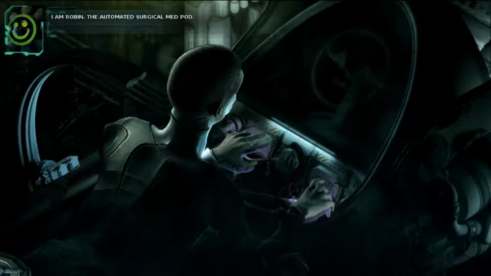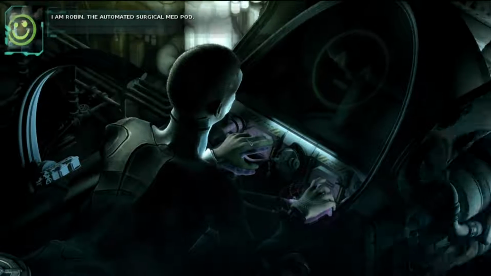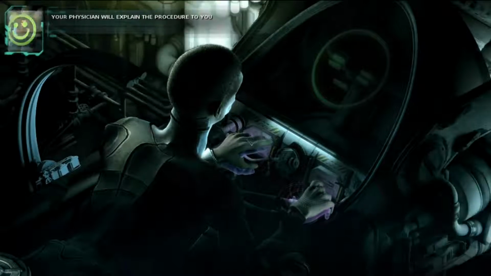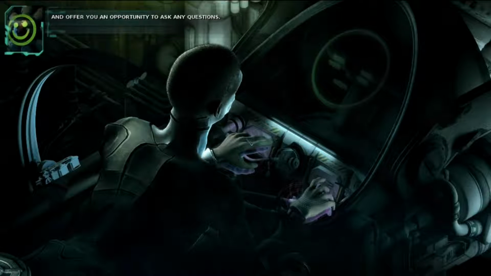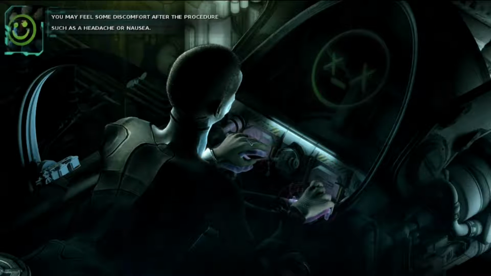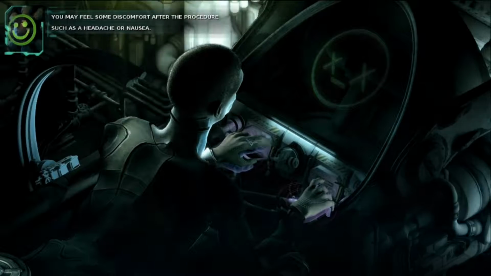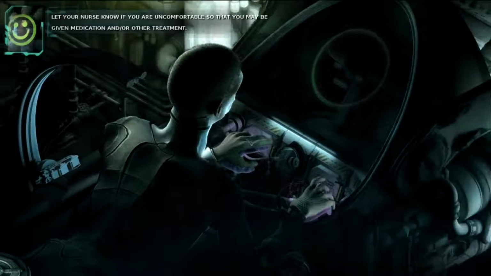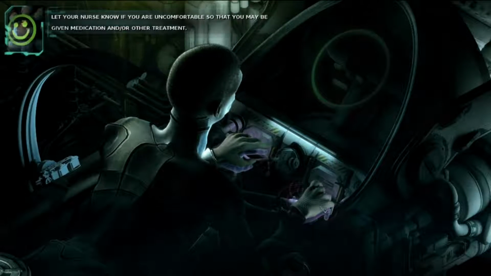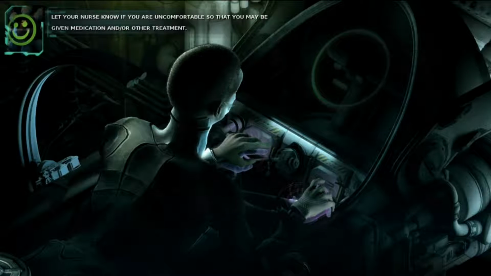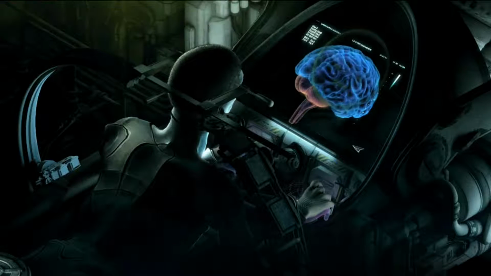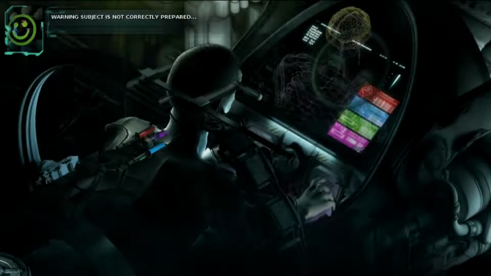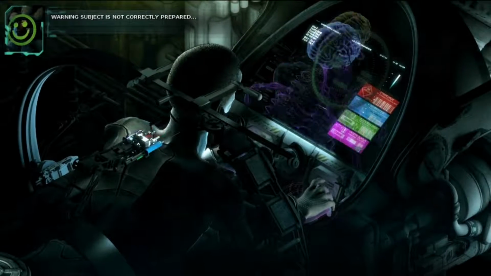I am Robin, the automated surgical med pod. Your physician will explain the procedure to you and offer you an opportunity to ask any questions. You may feel some discomfort after the procedure, such as a headache or nausea. Let your nurse know if you are uncomfortable so that you may be given medication and or other treatment. Head brain placement begins. Is not correctly prepared.